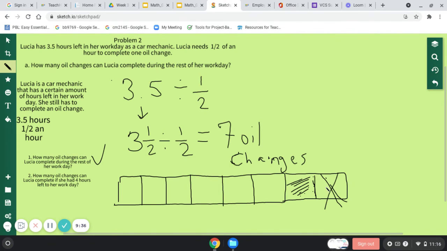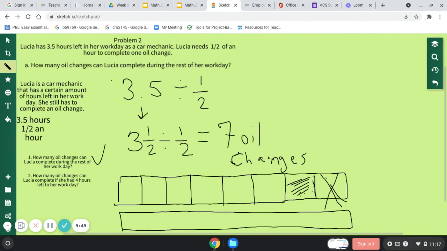Now, if I didn't erase this, if I didn't X this out, that would have given us 4 wholes. So I'm just going to draw it all over again so that you guys can actually see what's going on here. So now I'm going to make 4 wholes. 1, 2, 3, and there's 4. Because now we're trying to answer our second mathematical question. What if she had 4 hours left in her day?